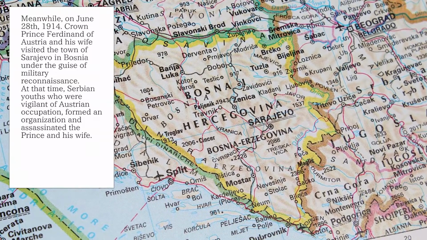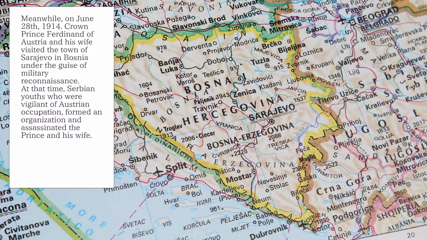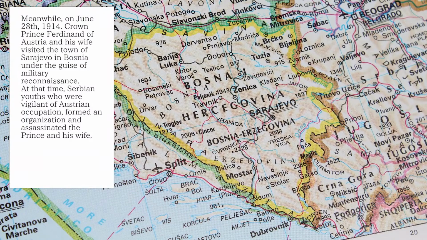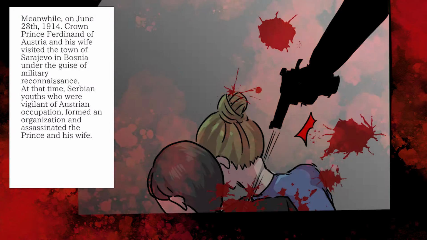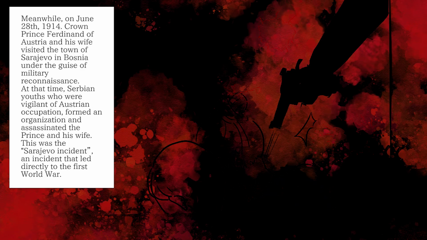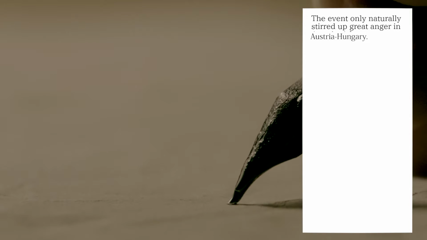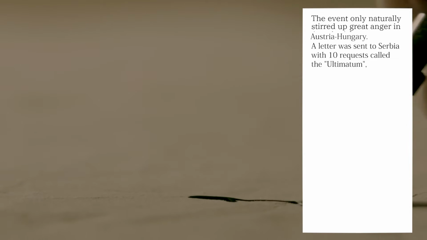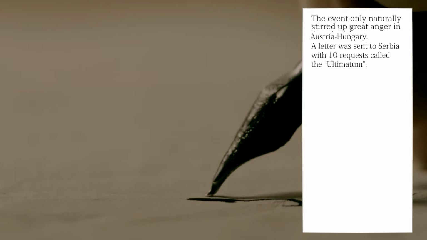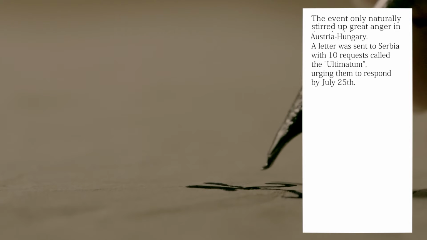At that time, Serbian youths who were vigilant of Austro-Hungarian occupation formed an organization and assassinated the prince and his wife. This was the Sarajevo incident, an incident that led directly to the First World War. The event only naturally stirred up great anger in Austria-Hungary. A letter was sent to Serbia with 10 requests called the ultimatum, urging them to respond by July 25th.